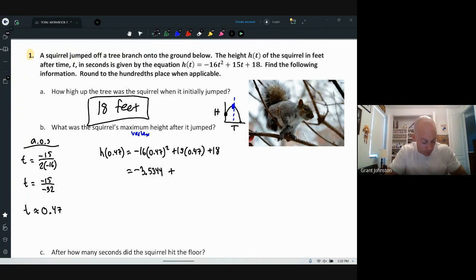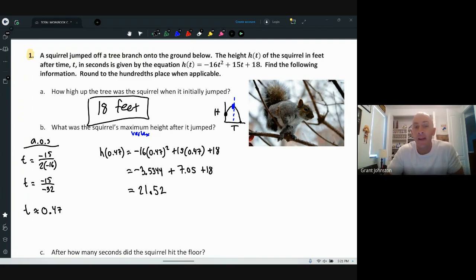15 times 0.047. Oh, dang it. No, 15 times 0.47. I typed that in wrong again. 15 times 0.47 is 7.05, plus 18. Add those all up. 3.5344 plus 7.05 plus 18. I got 21. And I'll round here, 21.52.